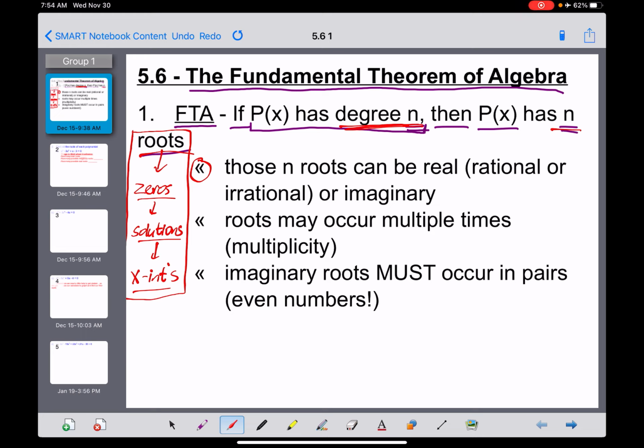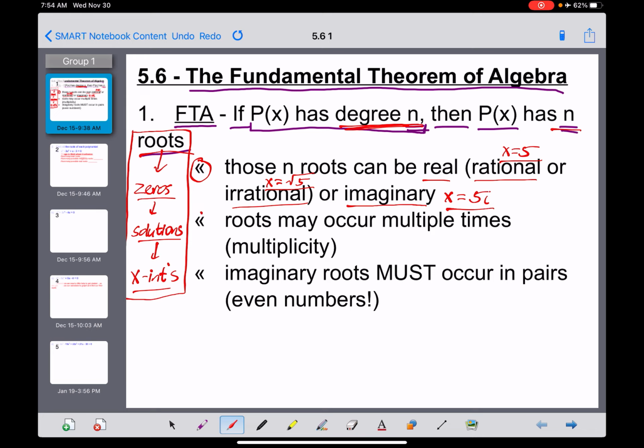Out of those n roots, they can be either real, and the real ones can be broken down into either rational numbers, like for example x equals 5, or they could be irrational, like x equals the square root of 5. Okay, they can be kind of ugly that way, or they could be imaginary numbers. That could be something like x is equal to 5i. And if you recall, the only way we end up with imaginary numbers, such as 5i, is if you end up trying to take the square root of a negative number. So there's three different types of roots that can happen: rationals, irrationals, or imaginaries. All right, so let's keep that in mind.